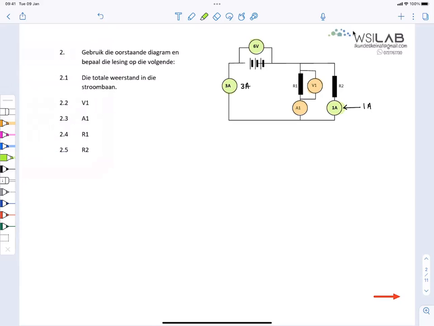So we need to use those basic concepts that I've taught you to determine the values. Okay, it's in Afrikaans now, but I'll translate it to you. So the first thing I want to know in 2.1 is, what is the total resistance? Remember, you're going to use the equation V equals I times R as your standard equation. Go. Make a drawing, and then I want the answer. The total resistance. The resistance of the whole circuit.